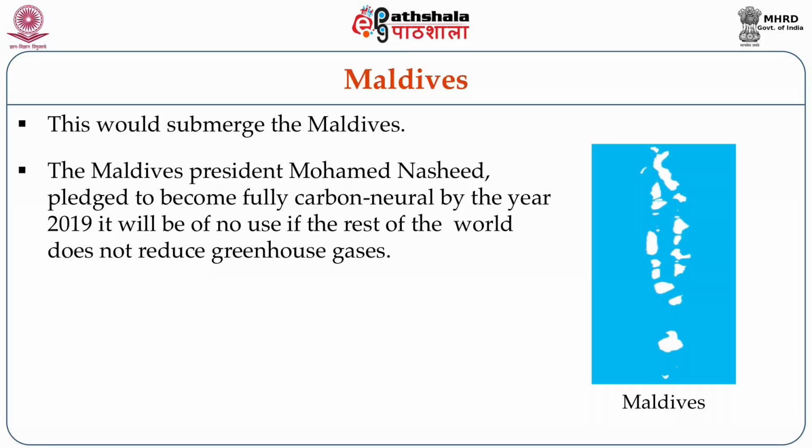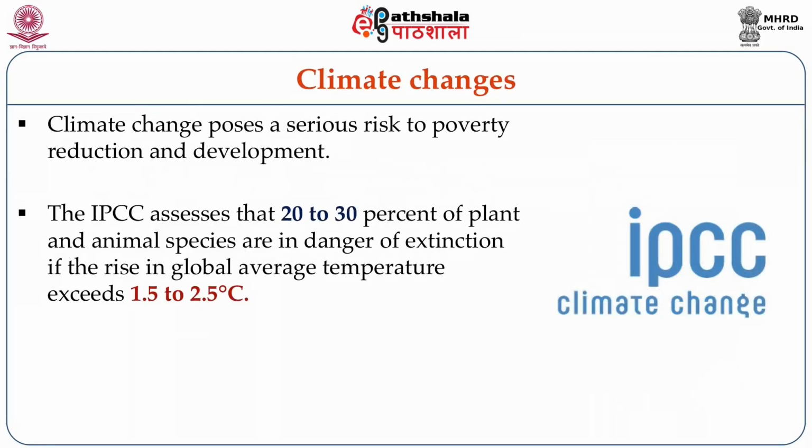The president of Maldives, Mohammad Nasheed, pledged to become fully carbon neutral by the year 2019. But it is of no use because the other countries in the world also have to reduce their carbon emissions. One single country cannot do this. Climate change poses a serious risk to poverty reduction and development. IPCC assesses that 20 to 30% of plant and animal species are in danger of extinction.